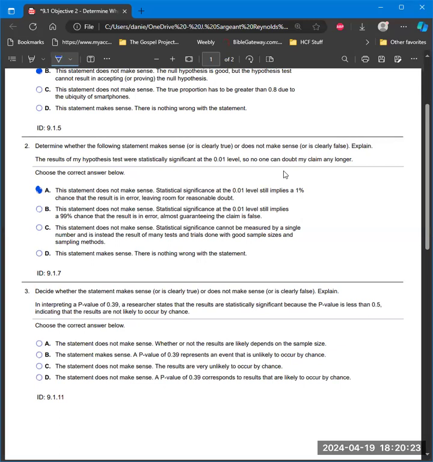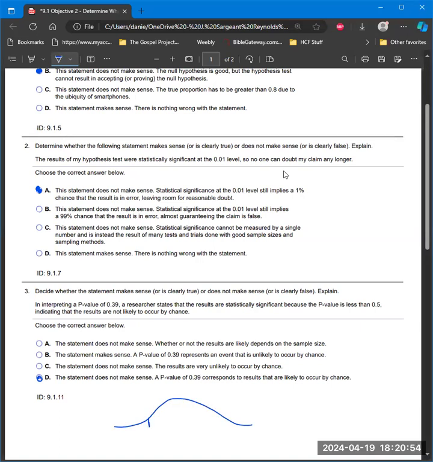No, that doesn't make sense. If we want to make a decision with p-value, we have to compare it to alpha, and alpha is not going to be 0.5, it's going to be 0.01 or 0.05 or something like that. So D, this doesn't make sense. A p-value of 0.39 corresponds to results that are likely to occur by chance. Just to show you what that p-value of 0.39 means.